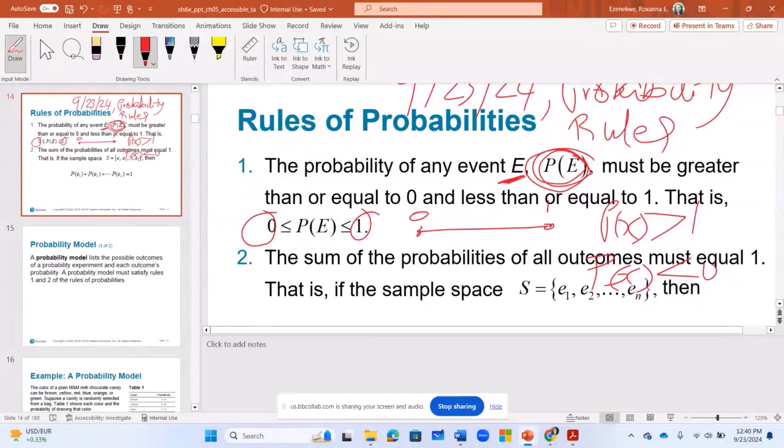Suppose you finish solving a probability problem and you have 1.2. That probability is wrong, it can never be. It's a mathematical fallacy. So probability has to range from 0 to 1.